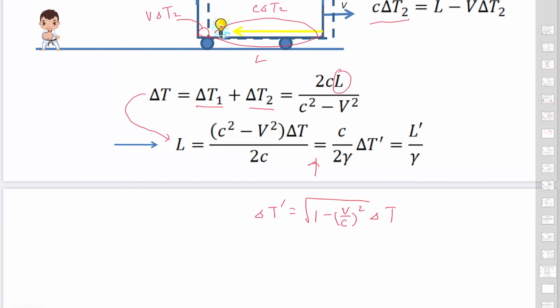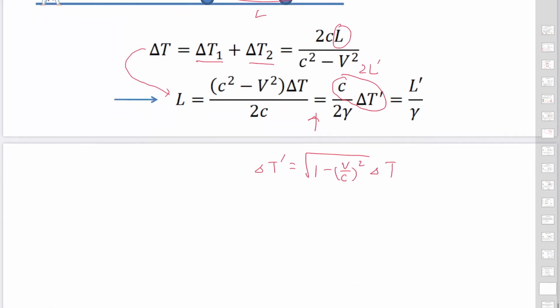Then it becomes C over 2 gamma delta T prime. C delta T prime is 2L prime. So the 2 is going to be cancelled out, giving L prime over gamma. So from these equations, you can find that L over L prime equals 1 over gamma, which is square root of 1 minus V over C squared.